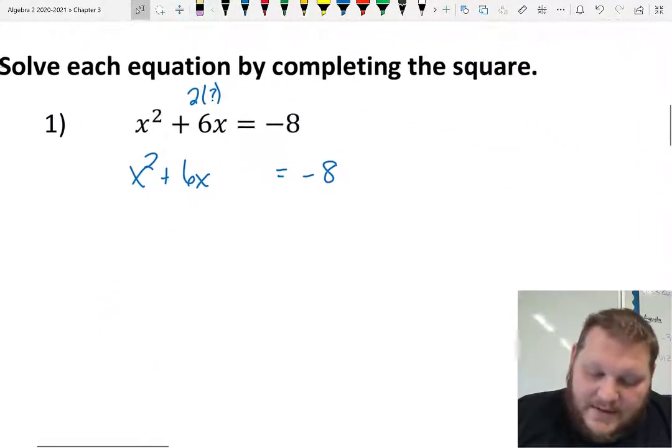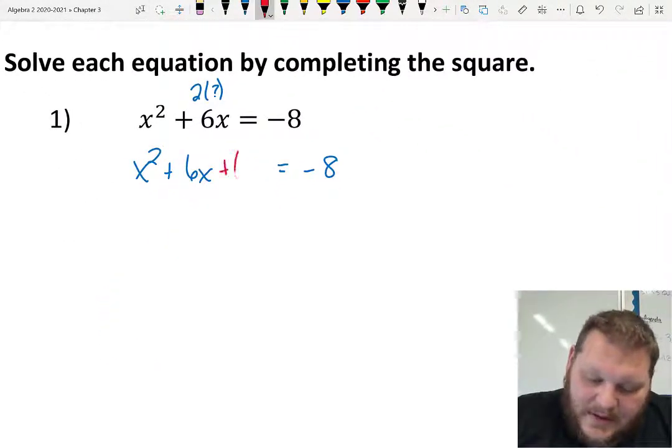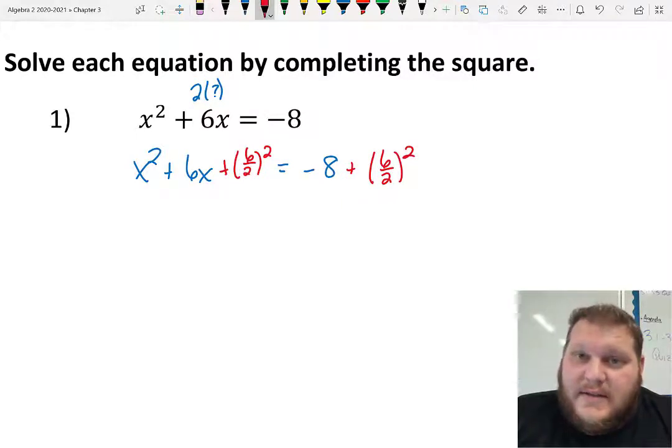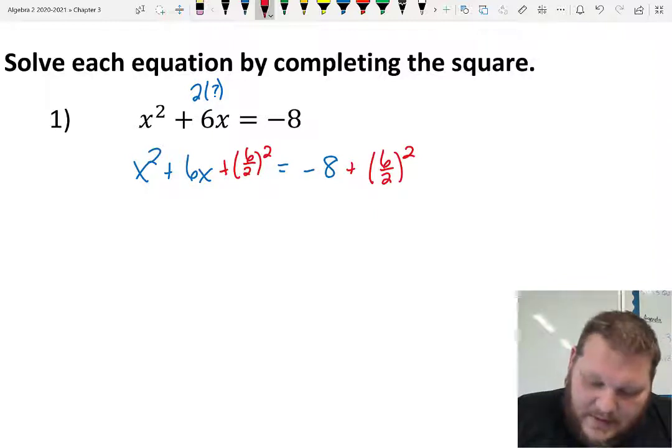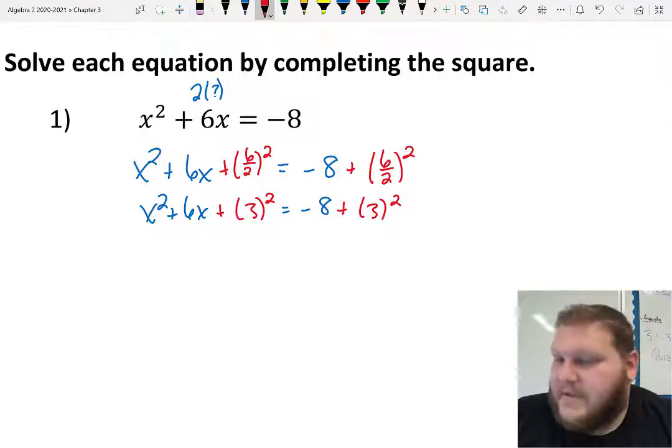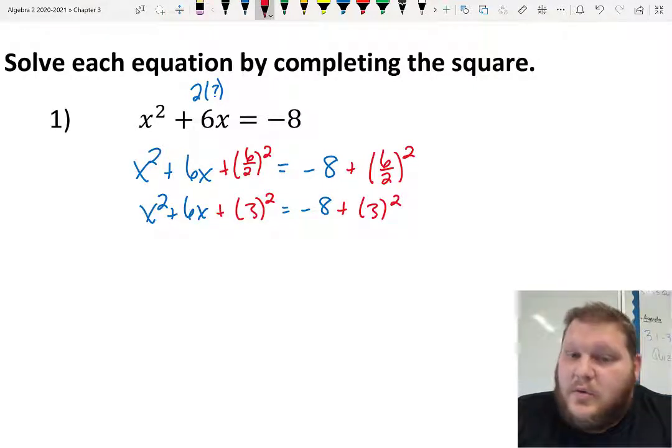So you can leave it as saying half of b. In this case, I add 6 over 2 squared on both sides, and I can leave it that way. If your brain just goes ahead and says, all right, that has to be 3 squared, then you can do it that way as well. Either way, alternatively, I could have said x squared plus 6x equals -8, and my brain does 3 squared on both sides.